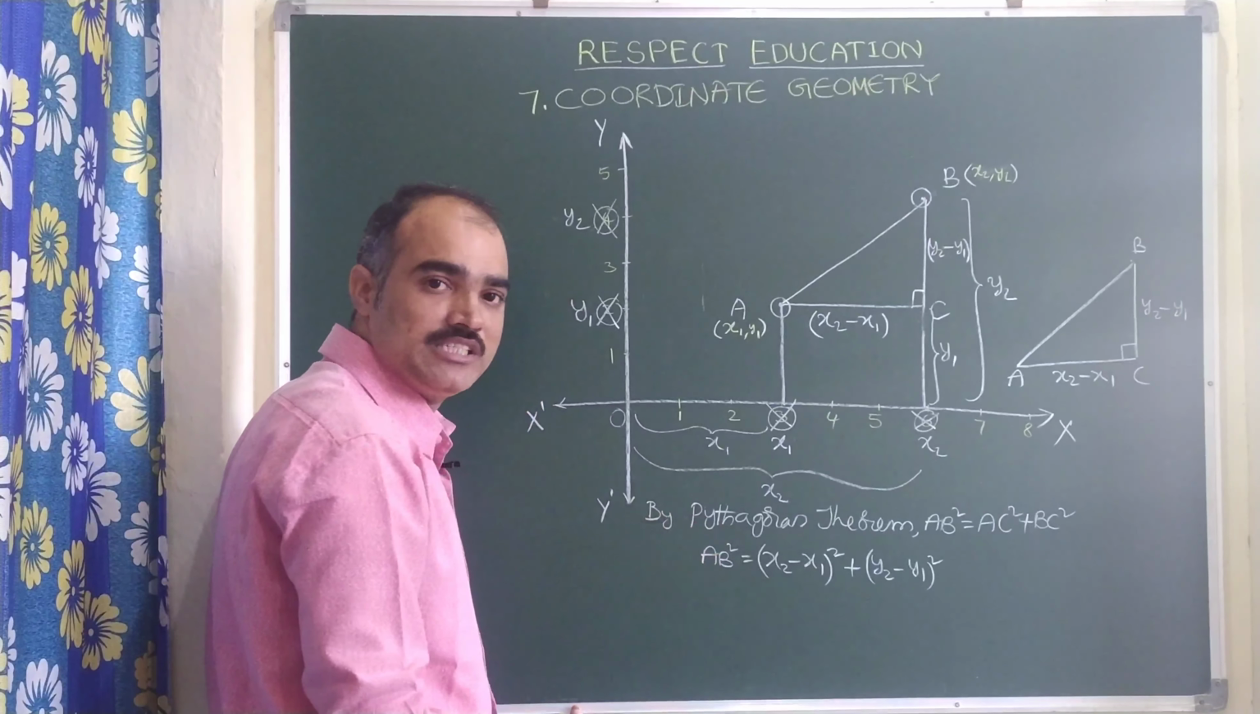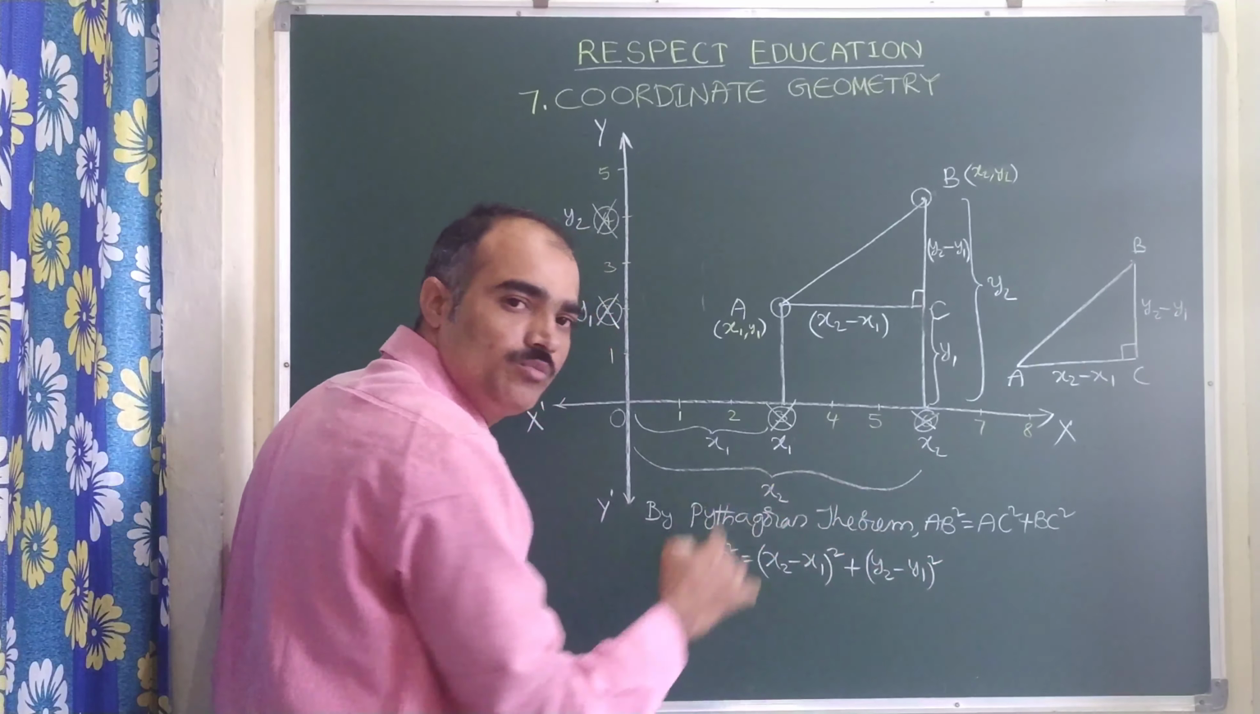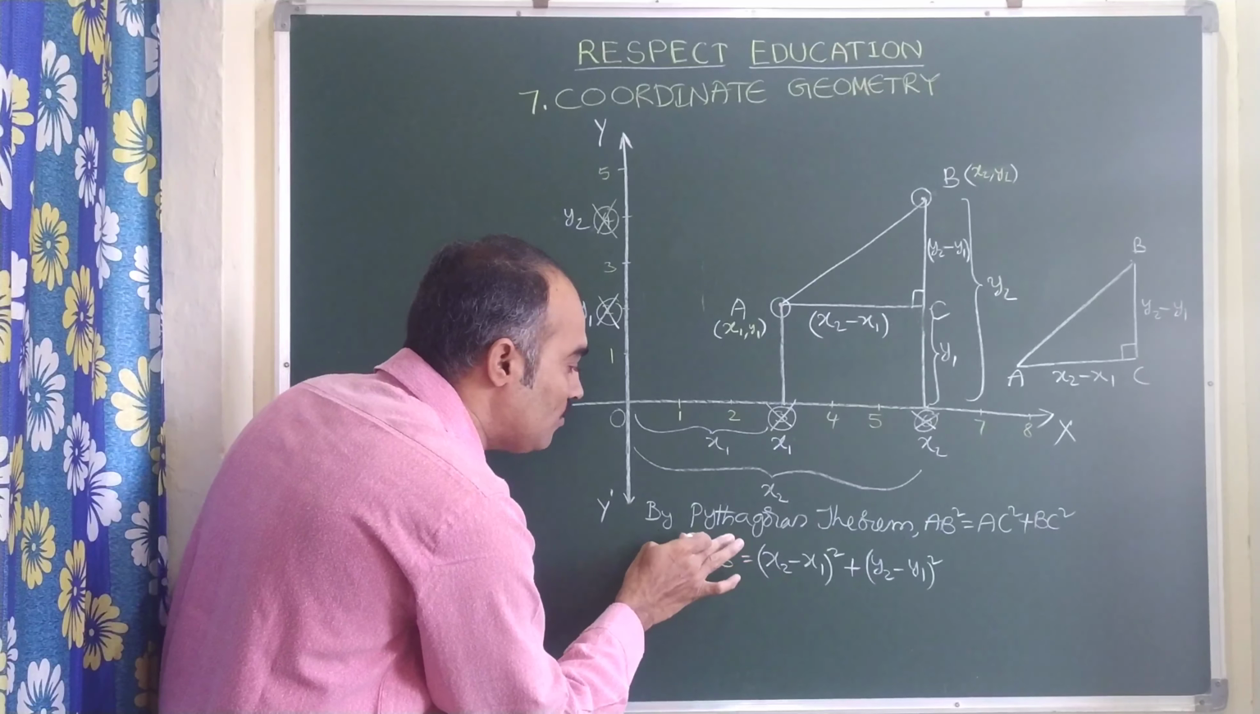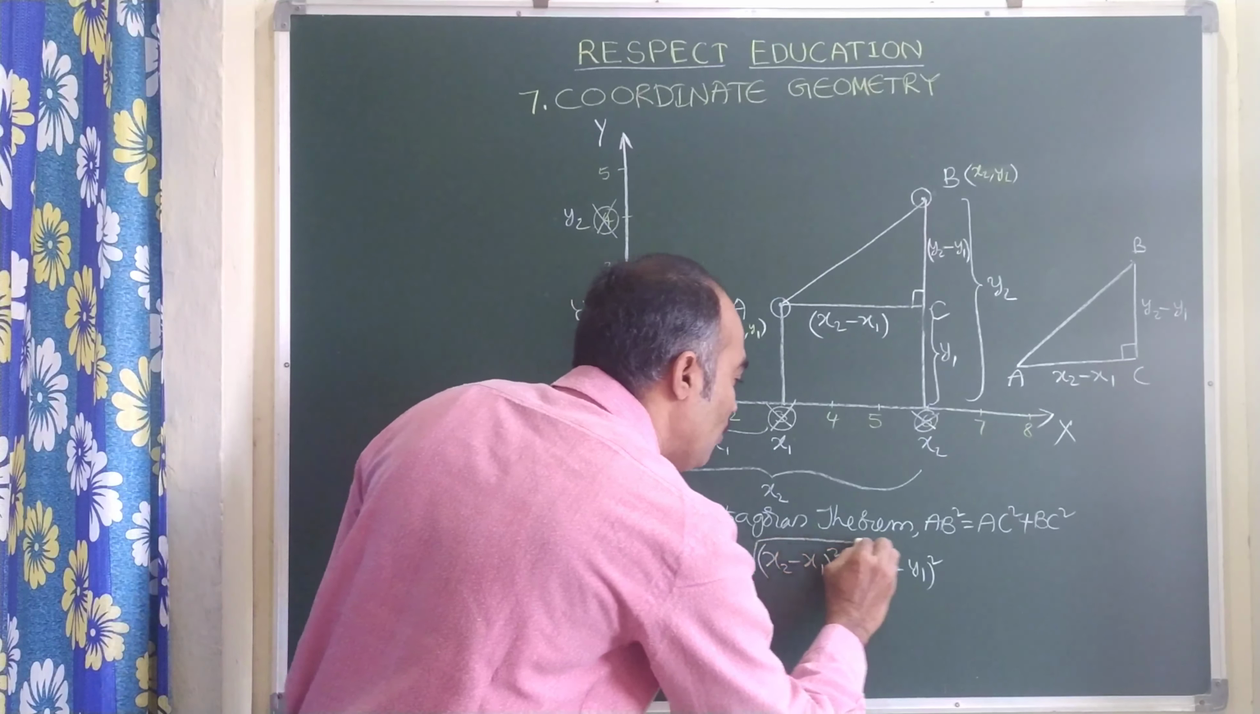This is for AB square, but here we want only AB. So let us take square root on both sides. So the square and root get cancelled. Here on this side you will get the square root.